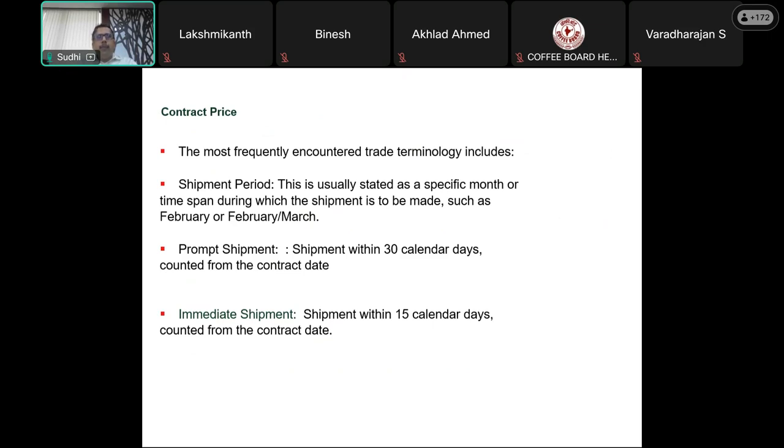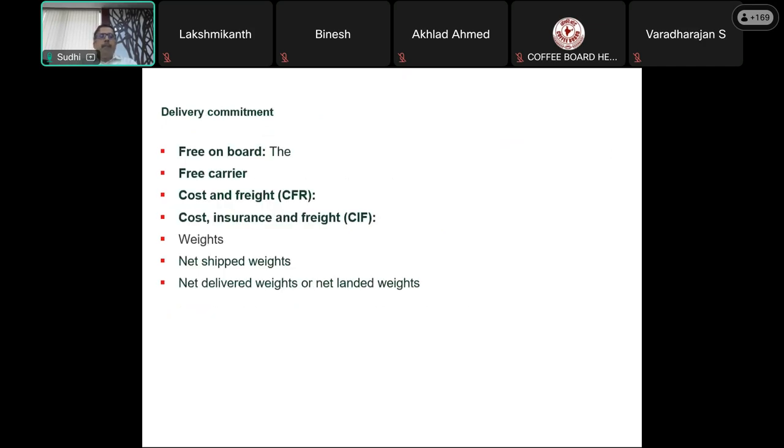So prompt means that from the date of the contract, you have to ship the coffee within 30 days, and immediate shipment. So if we contract with an immediate shipment condition, then shipment has to be done within 15 days from the contract date. So the contract date is important. The term which is used is important, whether it is immediate, prompt shipment, or shipment period. So this specific thing is important in the contract when we enter with the buyer.